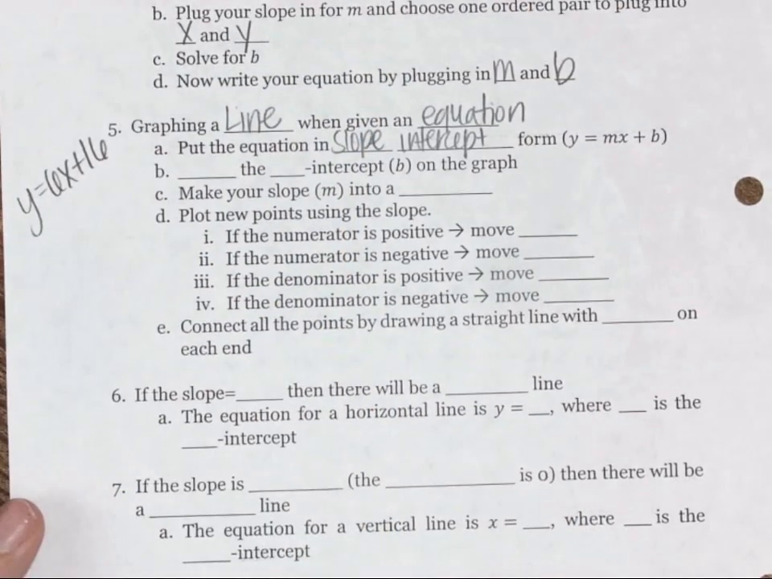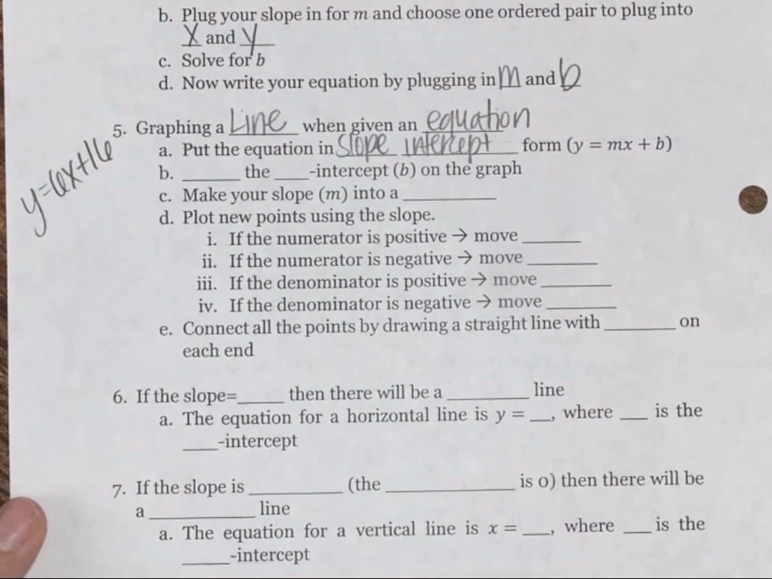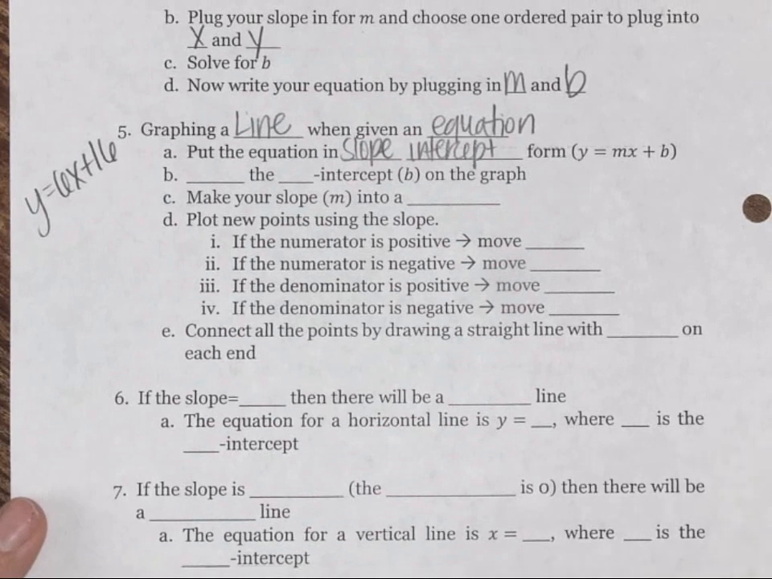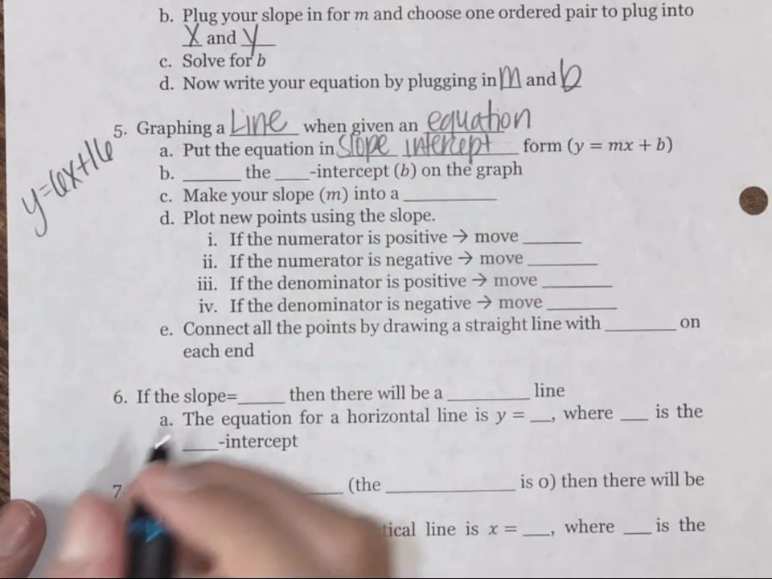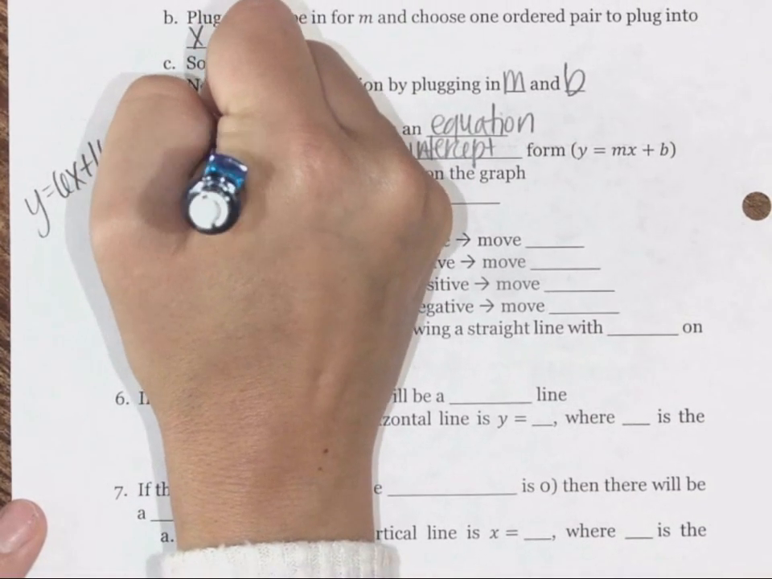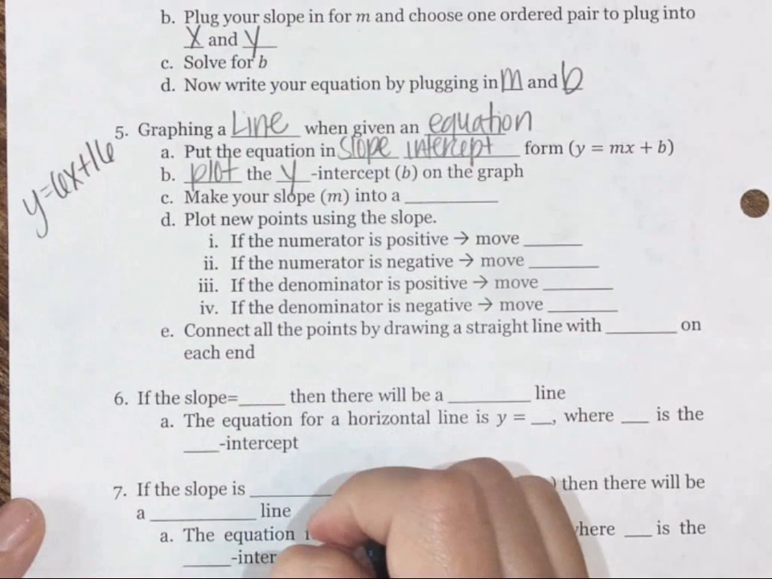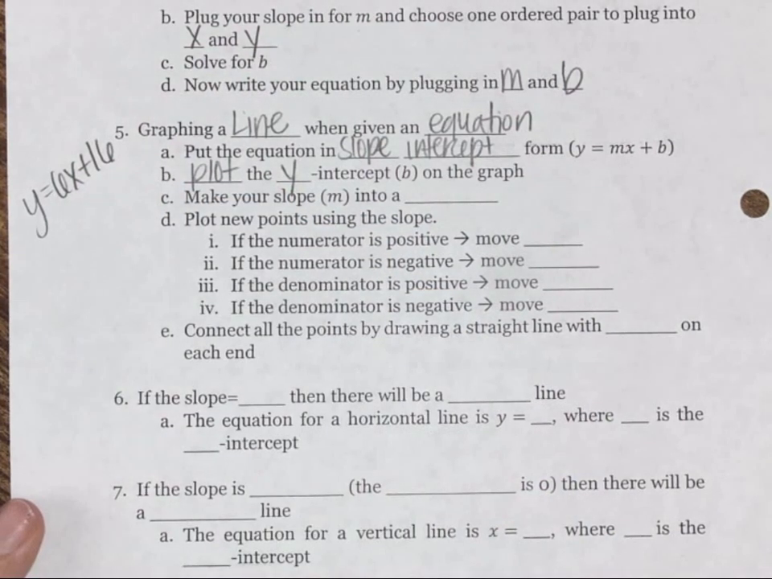This one is already in the form y equals mx plus b. If it's not in that form, then you're going to have to use your inverse operations to move things from the left side to the right side or the right side to the left side to get it into that form. Once you've done that, you are going to plot the y-intercept on the graph. So you're going to plot 16 on the graph.